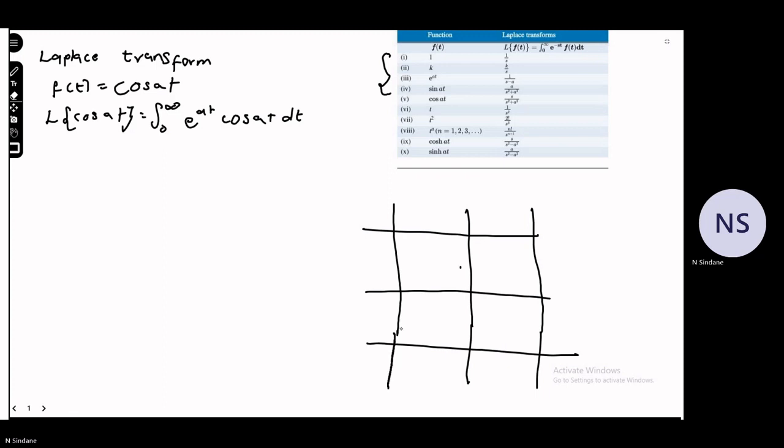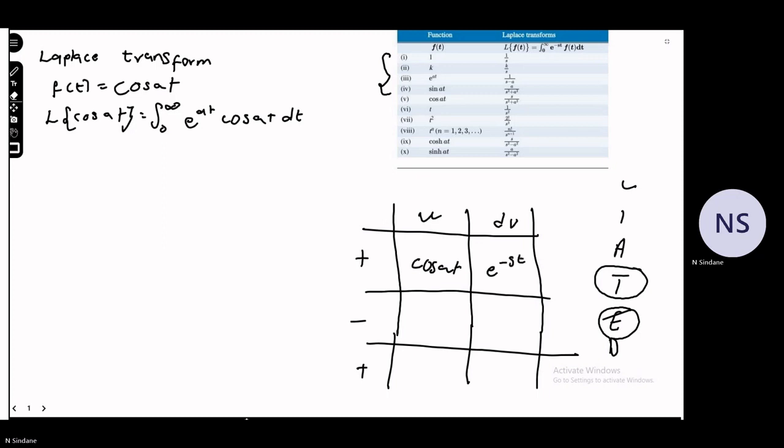Okay, here's our table. We have our plus, our minus, and our plus, and then this is differentiation, this is integration. Then what does our detail say? Our detail says we must differentiate trig, and integrate exponentials, right? So in this case, we're going to say this is cos of at, which is differentiation, and e to the power minus st, this is integration.